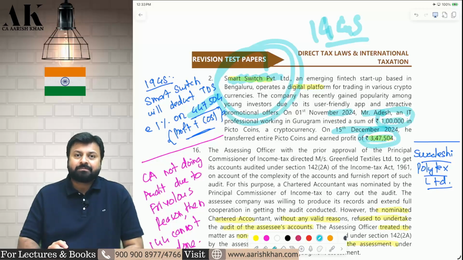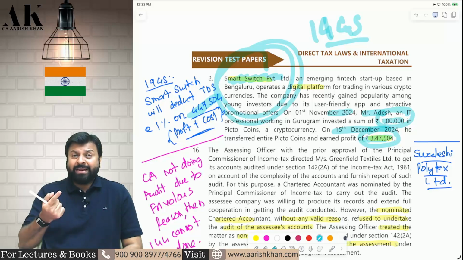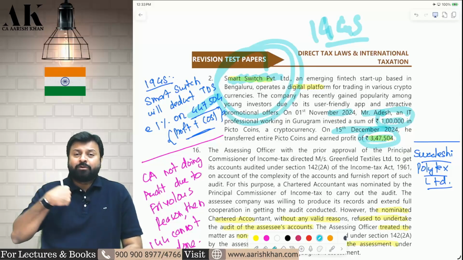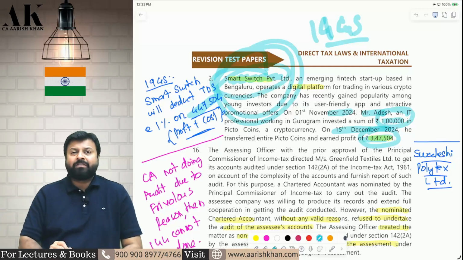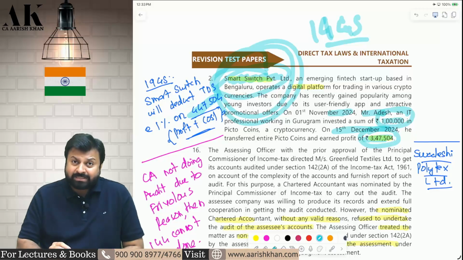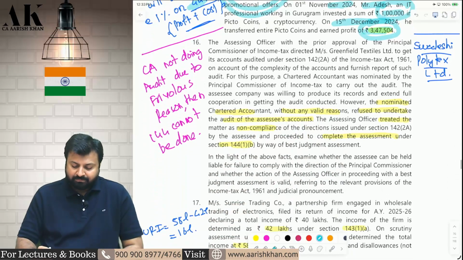347 is profit. When the buyer is buying from Aarish, Aarish is selling, so the buyer is buying at 447, Aarish is selling at 447. Therefore, the cryptocurrency platform, that is CoinDCX, WazirX, and in this case, Smart Switch Private Limited, will deduct TDS at the rate of 1% on 447. I hope it is clear to all of you.